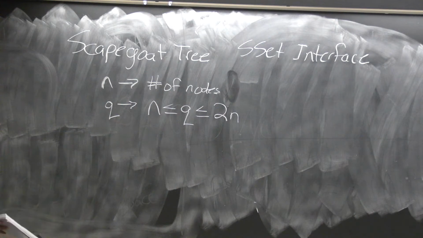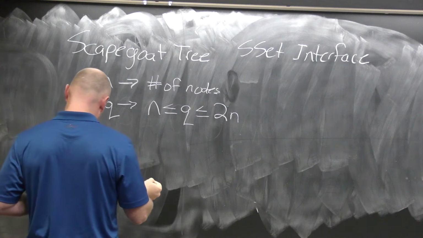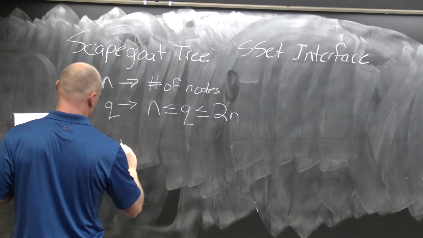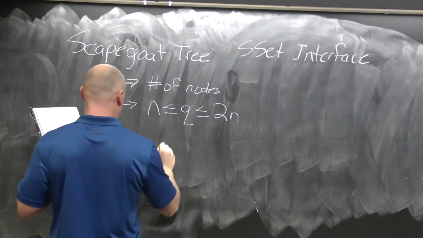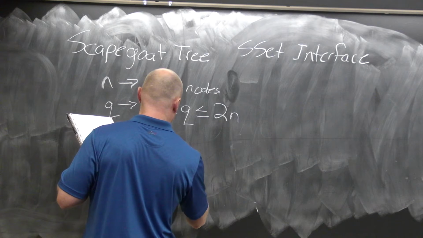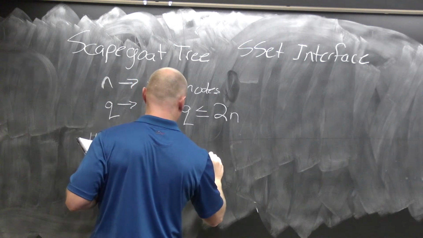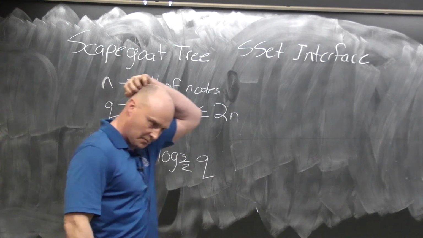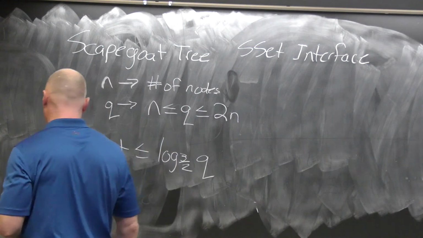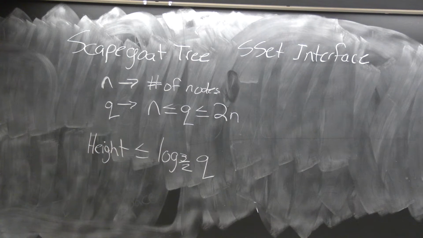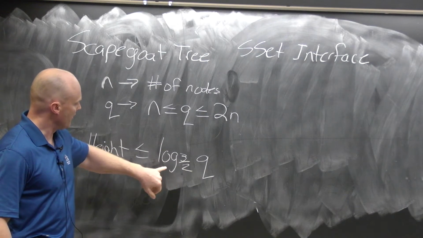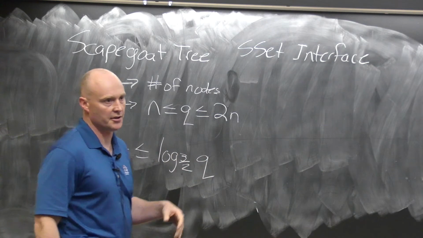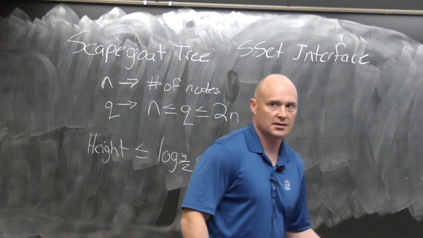And then the only other thing that makes it a scapegoat tree is that the height is at most log base 3/2 of q. So log of 1.5 of q. If you remember about logarithms, the value of log base 3/2 of q is basically the number of times you can divide q by 3/2 until you're down to 1 or less.